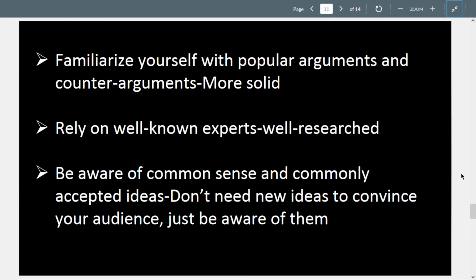So familiarize yourself with popular arguments and counter arguments. Okay, knowing those arguments and counter arguments can make yours more solid. Rely on well-known experts and well-researched sources. Okay, make sure you research the heck out of whatever you're going to be writing about so you know all sides. And that way you can talk about those counterclaims and dismiss them for your audience. Know the well-known experts in your field of whatever you're researching so you can use those as sources.